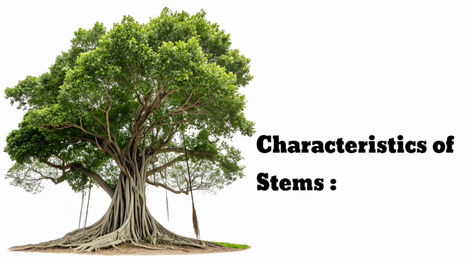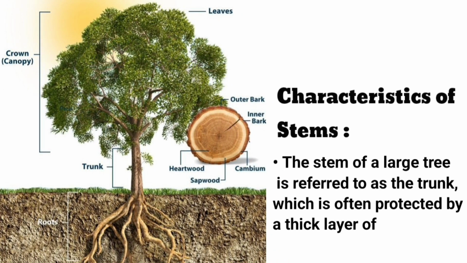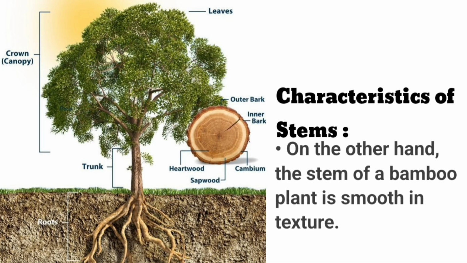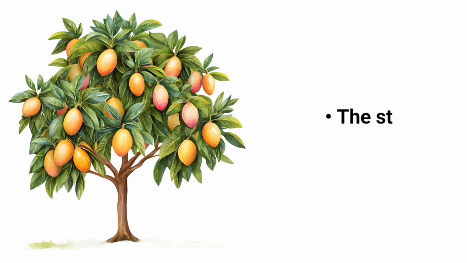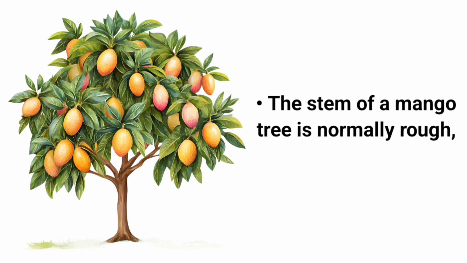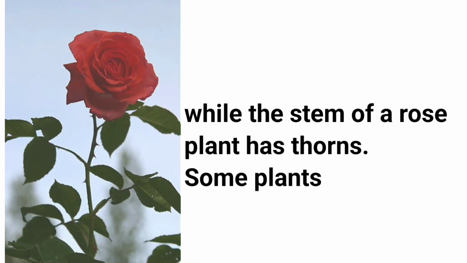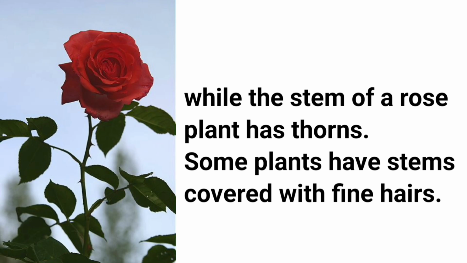Characteristics of the stem. The stem of a large tree is referred to as the trunk, which is often protected by a thick layer of bark. On the other hand, the stem of a bamboo plant is smooth in texture. The stem of a mango tree is normally rough, while the stem of a rose plant has thorns.